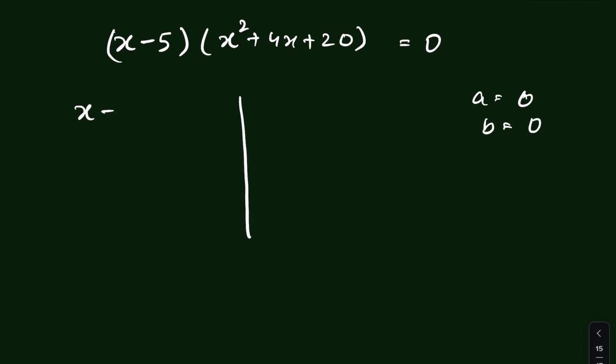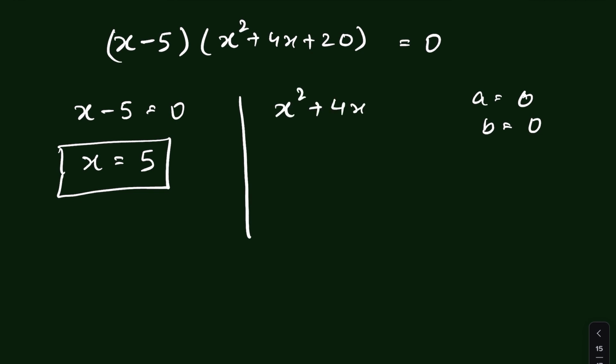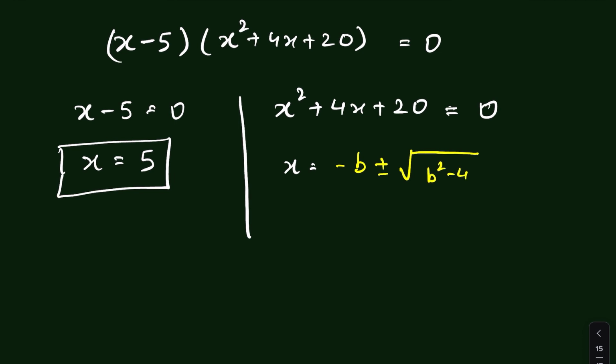That means either x minus 5 is equal to 0, then in that case x is equal to 5. So this is one real solution. When x square plus 4x plus 20 is equal to 0, this is a quadratic equation. We can find the roots for x using the quadratic formula, where x is equal to minus b plus or minus the square root of b square minus 4ac, upon 2a, where a is the coefficient of x square, that is 1, b is the coefficient of x, that is 4, and c is 20.